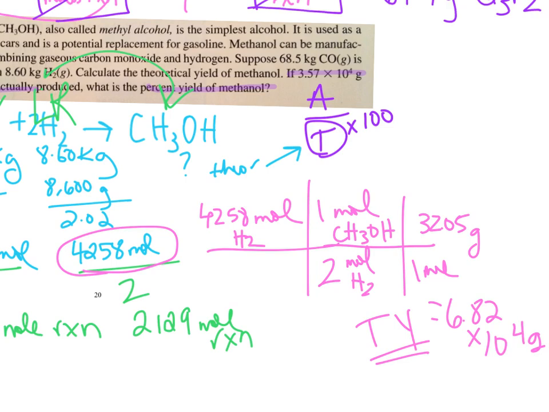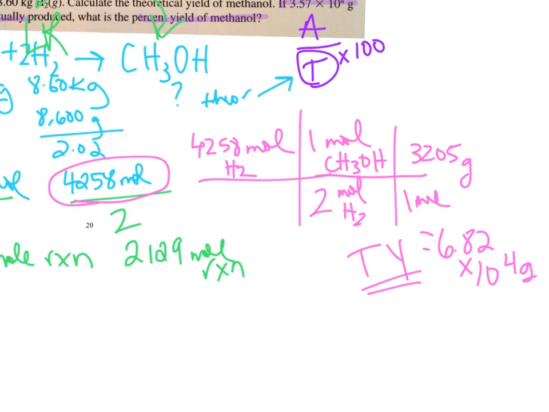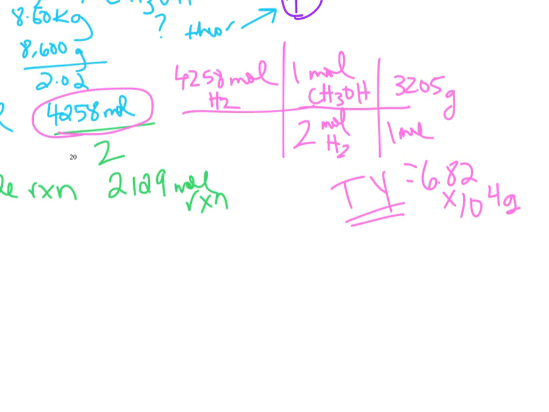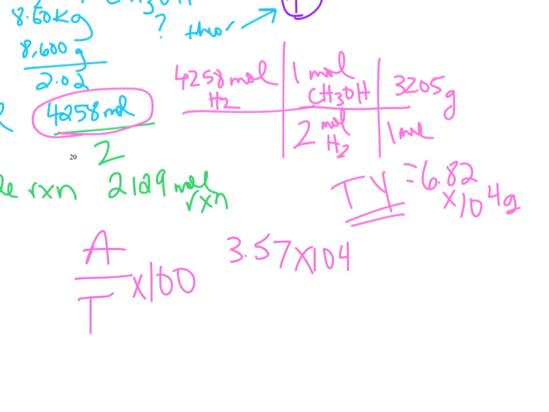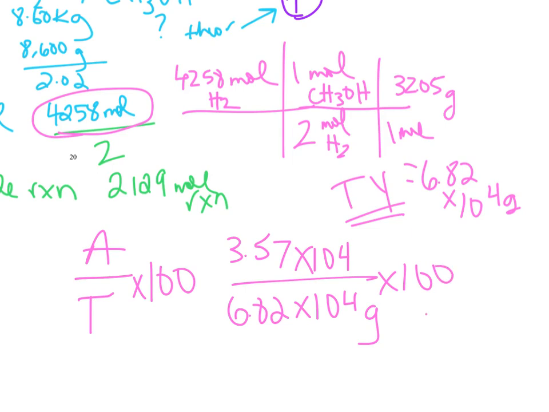So that's my theoretical yield. So now to find percent yield, I take the actual that was given to us in the problem, actual over theoretical times 100. My actual yield was 3.57 times 10 to the 4th grams. My other one is 6.82 times 10 to the 4th grams. That's theoretical. Again, I used math to determine that. When I do all this beautiful stuff, I get a 52.3% yield, which is what the problem was asking for.